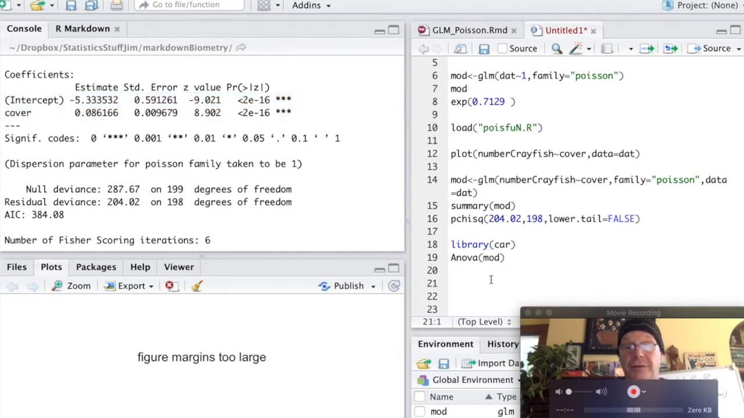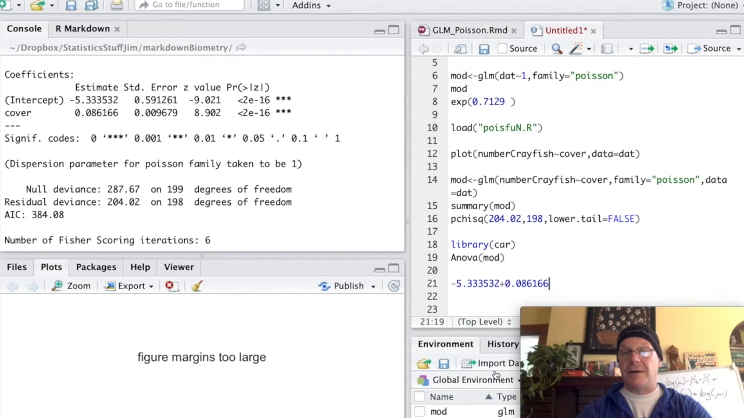And since we have our parameter estimates right up here, we could pop that into a formula. Right? And so it's just like we had done with any other linear model. Here we have our intercept, which is negative 5.333532, and we can add to that our cover slope, which is 0.086166. And then for any given value of cover, we should be able to predict the number of crayfish we'd be able to see.